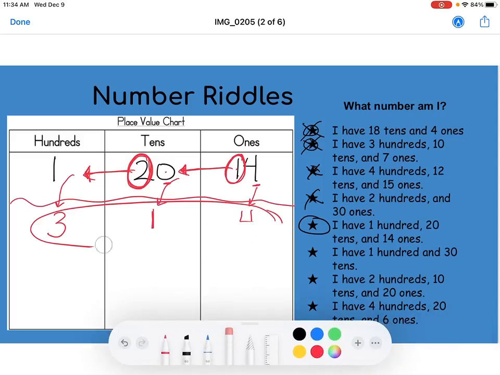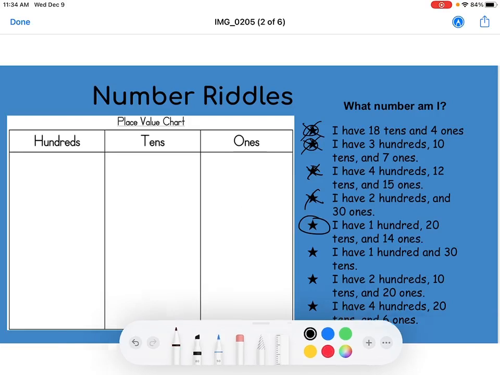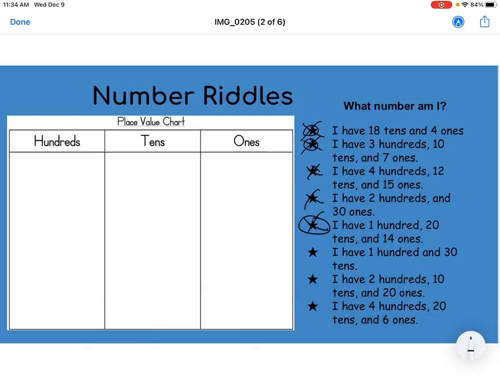Okay, you can make yourself a new place value chart. Just pause the video if you need more time, but we're going to move on to the next one. All right, the next one says I have 130 tens. So 130 tens. Okay, so go ahead and pause the video and see what your answer will be.